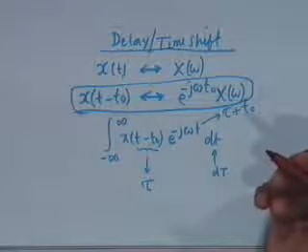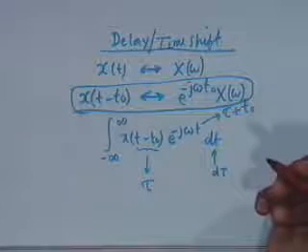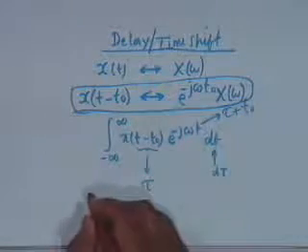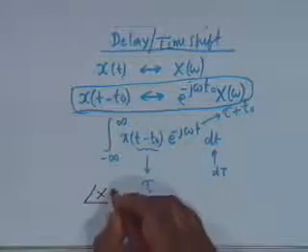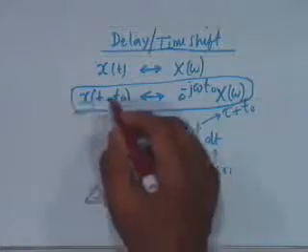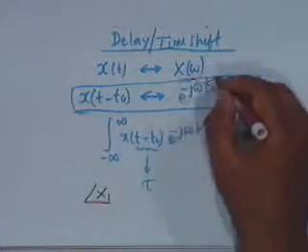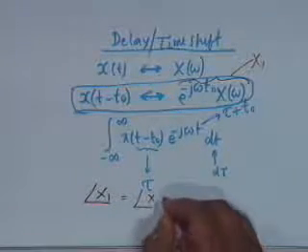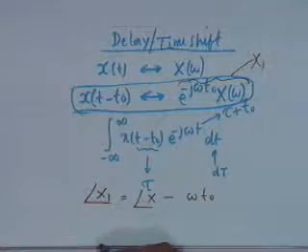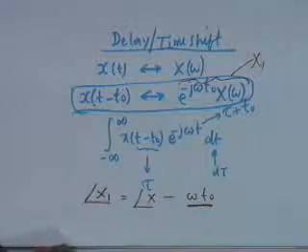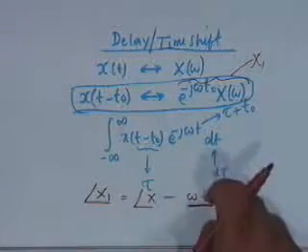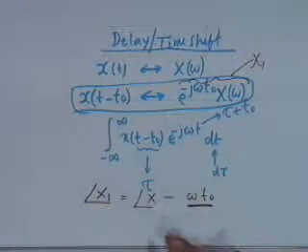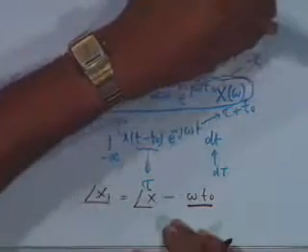So the only thing that happens is the phase spectrum gets modified by a linear term. Let's call this transform x1. The phase of x1 becomes the phase of x minus omega t0, and therefore a linear phase term, proportional to omega, is added to the phase of the previous spectrum. The magnitude spectrum remains intact.